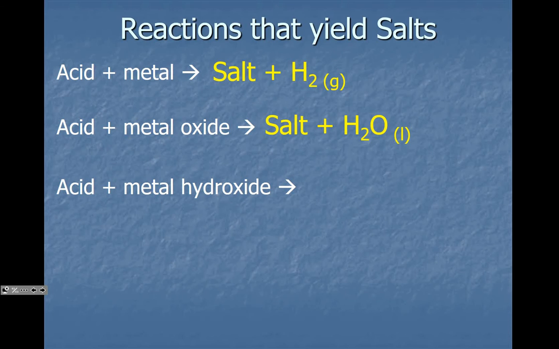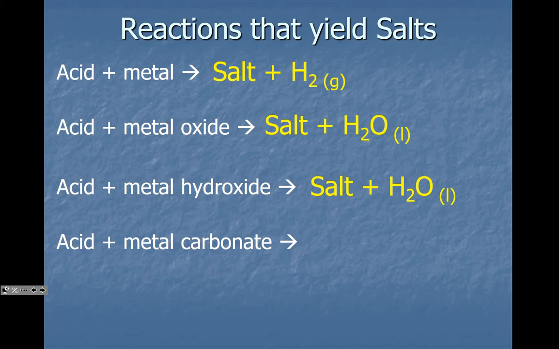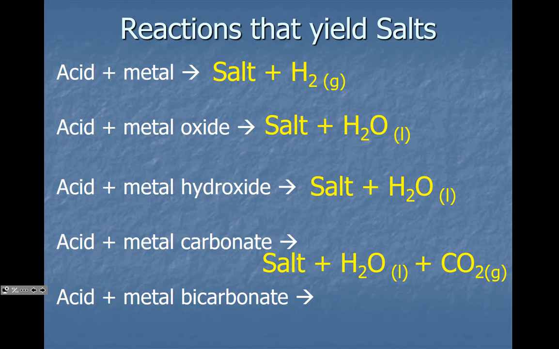If you add acid with a metal hydroxide, basically acid and base, right? You're going to get water and salt again. If you add acid with a metal carbonate, like adding hydrochloric acid with sodium carbonate, you're going to end up with salt, water, and carbon dioxide. These last two we use a lot in baking. If you have an acid and a metal bicarbonate, like sodium bicarbonate, baking soda, you end up with a salt, water, and carbon dioxide.